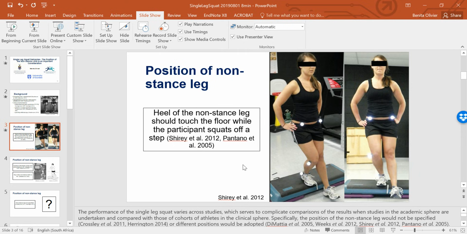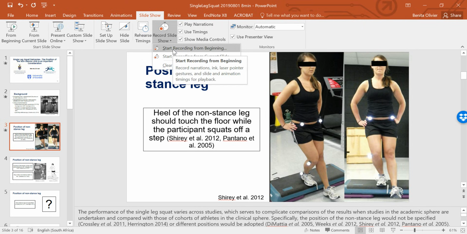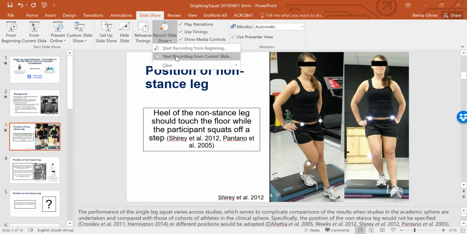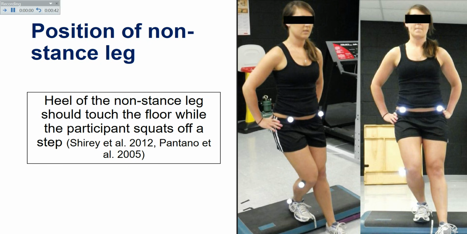Now while on this slide, you can re-record this slide by going to start recording from current slide. Don't click on start recording from beginning, because then you have to re-record all the slides that you have already recorded on. Start recording from current slide. And here you can redo your recording, and the audio file is automatically written over.